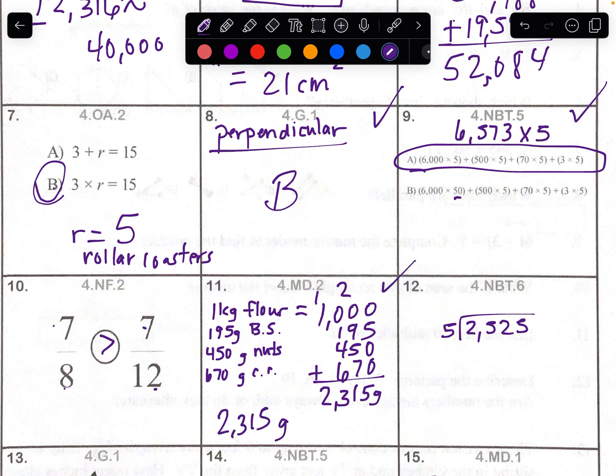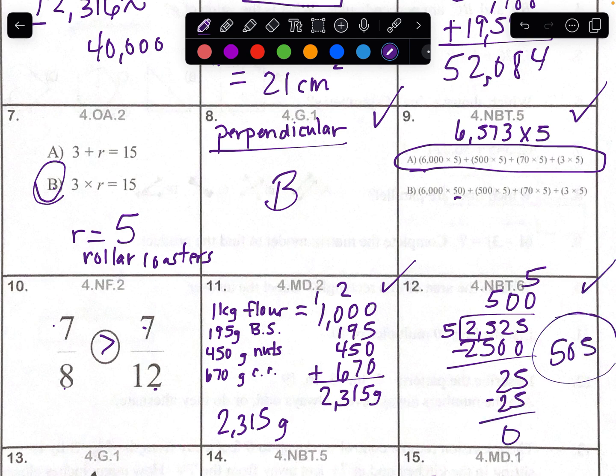All right, number 12, we are dividing. All right, 5 can't go into 2,000, so you have to do 2,500, and that would be 500 times. With 25 left over, 5 goes into 25 5 times. You get a remainder of 0, but a quotient of 505. Give yourself a check.